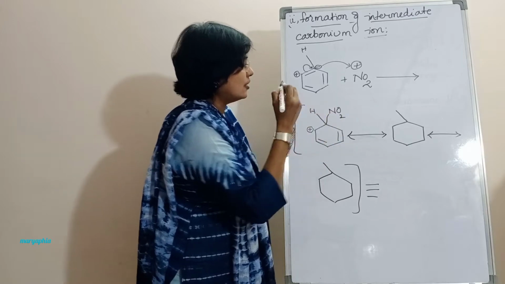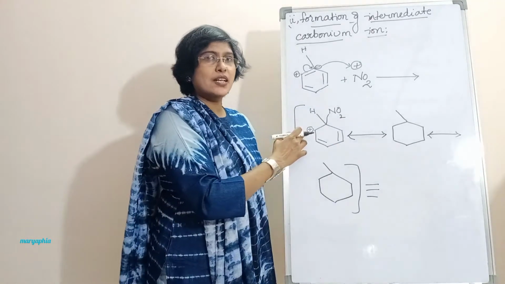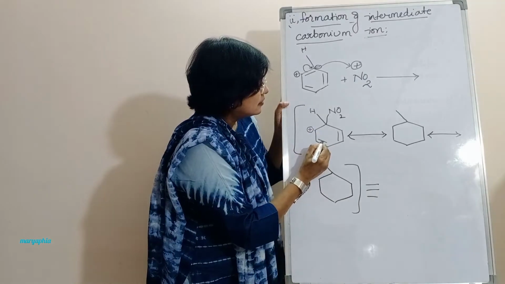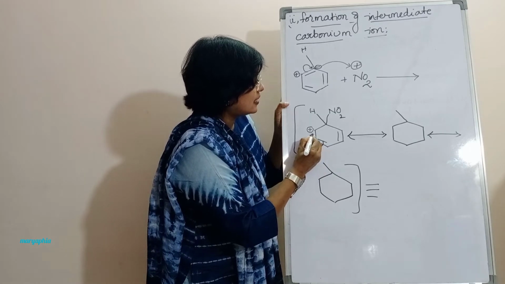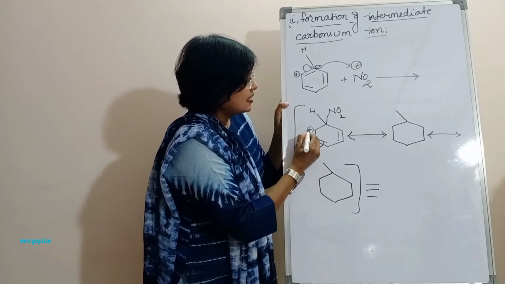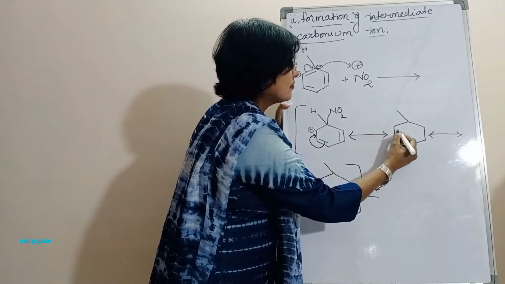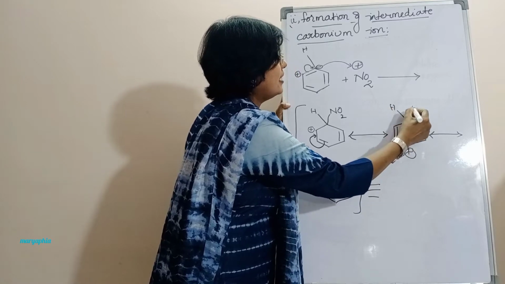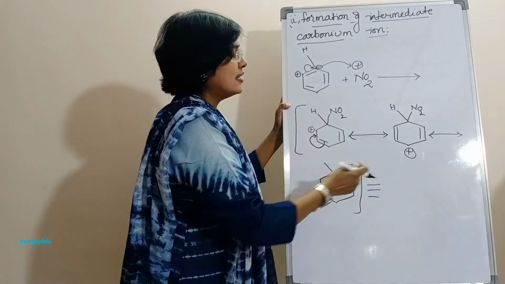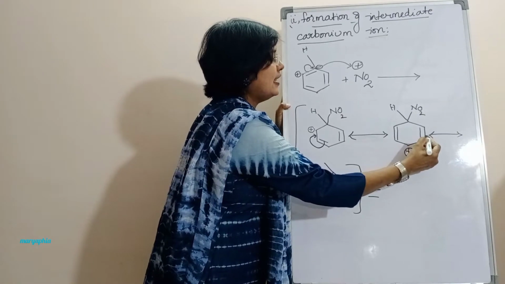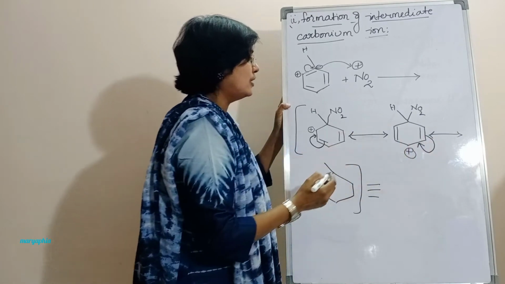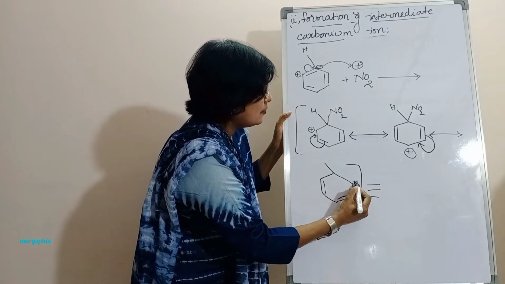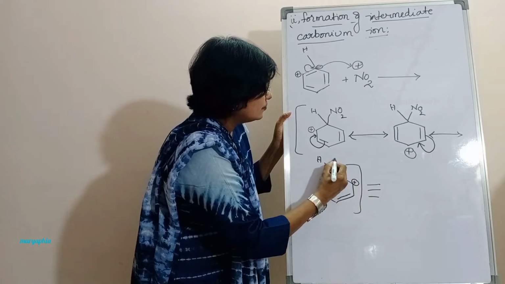Here is hydrogen. Okay, now this positive charge is not static. It's not restricted to this carbon. Now the pi electrons move in between these two carbons. Now this positive charge will be shifted here. Here hydrogen, NO2 group. Next, this positive charge will not stay here. Why? Because these two pi electrons move this way. So here comes the positive charge, hydrogen, NO2 group.